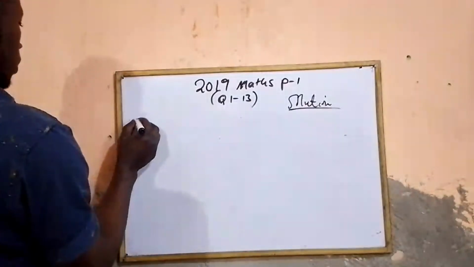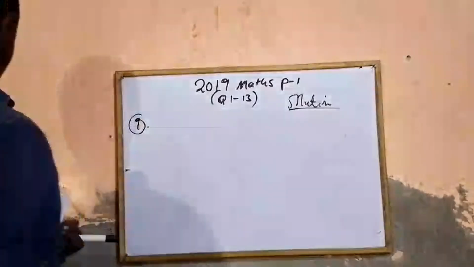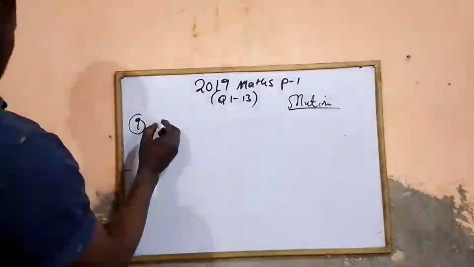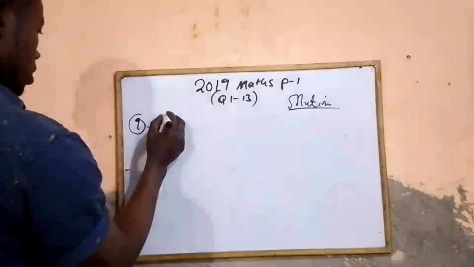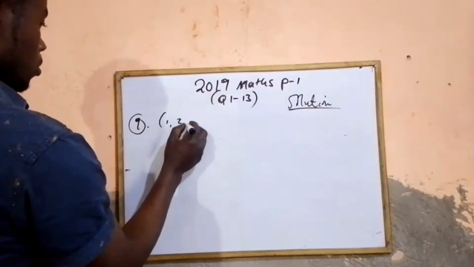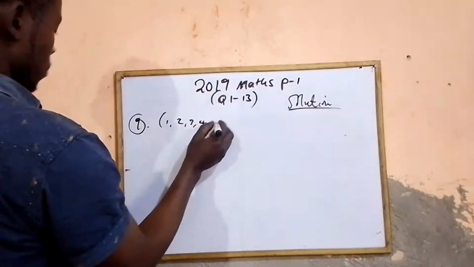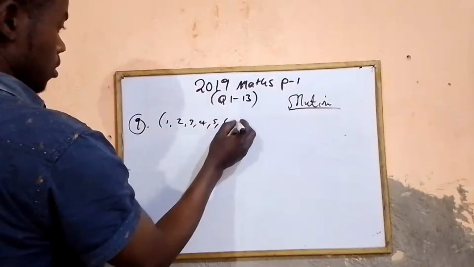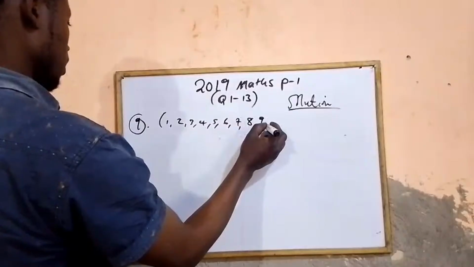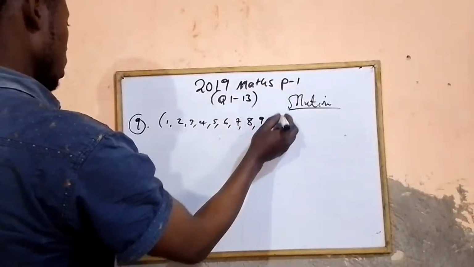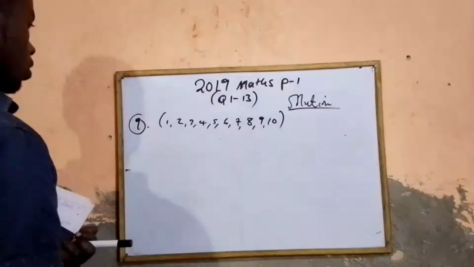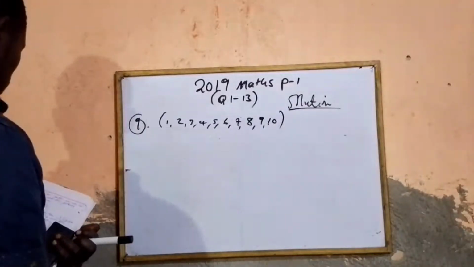So we have question 9 here. Question 9 is saying we have these numbers, which is 1, 2, 3, 4, 5, 6, 7, 8, 9, and 10. So these are numbers which are chosen at random from the set.